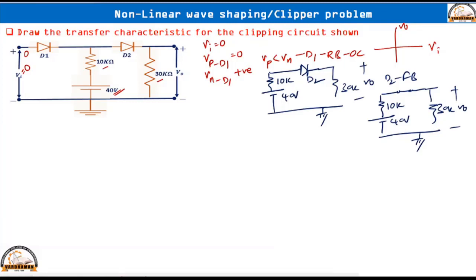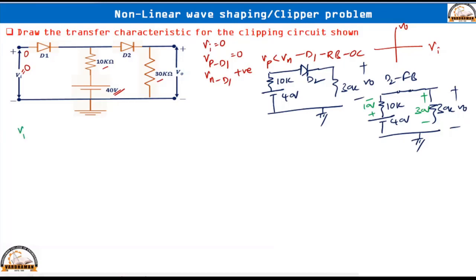So it is a simple voltage divider circuit. 40 volts is divided between 10K and 30K, and the resistor ratios are easy, 10K and 30K. Out of 40, 10 volts will be taken by the 10 kilo ohm resistor, and 30 volts will be taken by the 30 kilo ohm resistor. We need the output across 30K, that means the output is 30 volts. So this entire operation has been done when Vi is equal to 0.